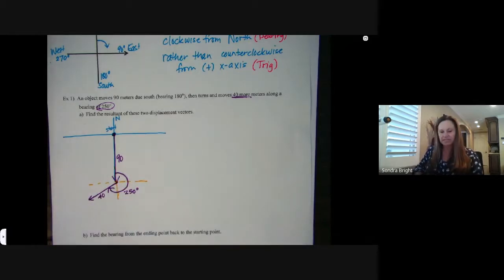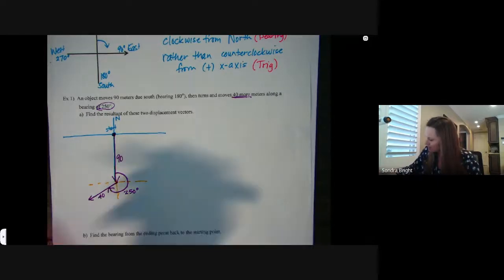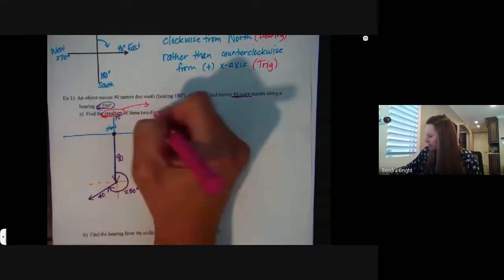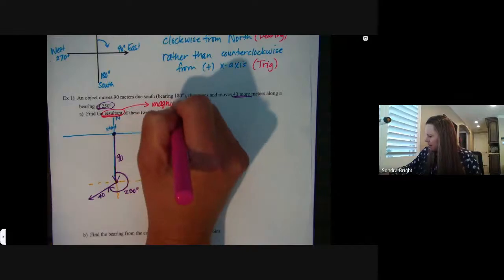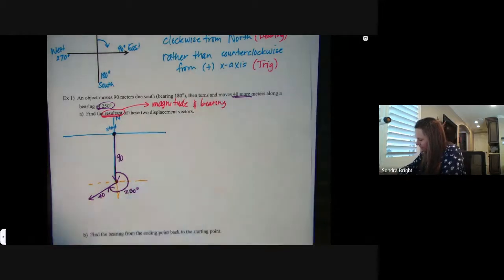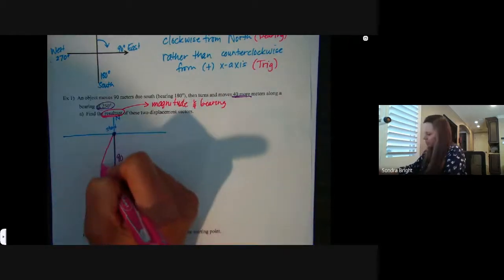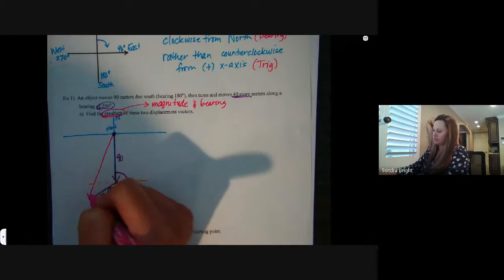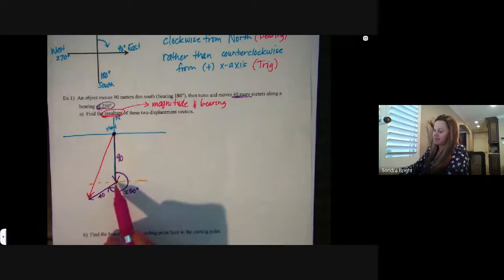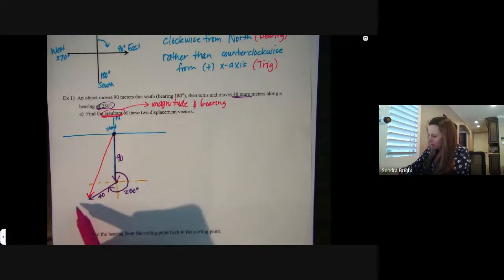They want you to find the resultant of the two displacement vectors. So what does resultant mean? Resultant means that they want you to find the magnitude and the bearing of this guy here. Because you started here, the first vector was going straight down. We put a new vector on top of that, tail to head. This is your new resultant vector. I'll call it R.